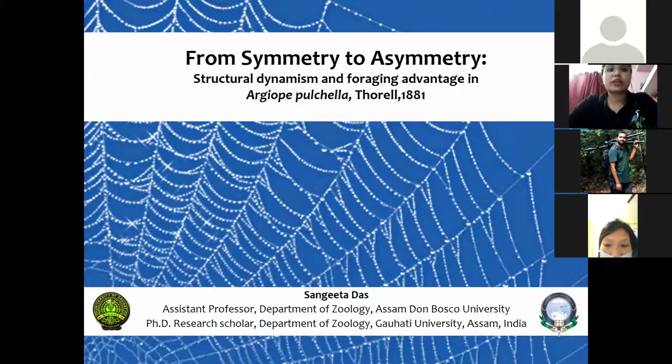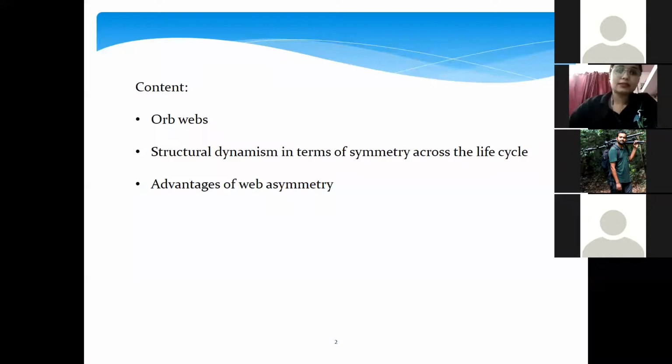Today, I'll be speaking a little bit about the work I have done in my PhD. It's titled From Symmetry to Asymmetry: Structural Dynamism and Foraging Advantage in Argiope pulchella, Thorell, 1881. The content of today's session: we'll be discussing the orb webs, the structural dynamism in terms of symmetry, and also the advantages of web asymmetry.